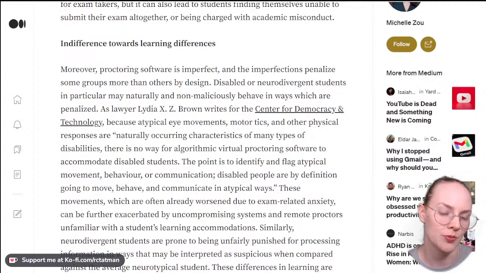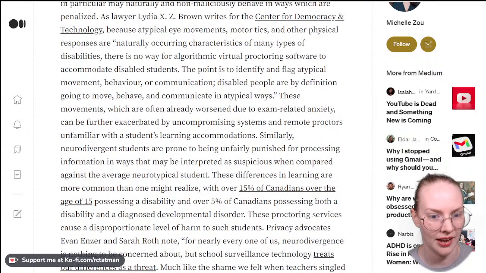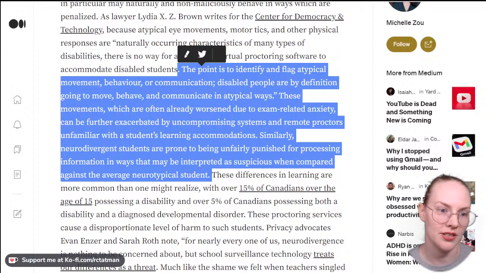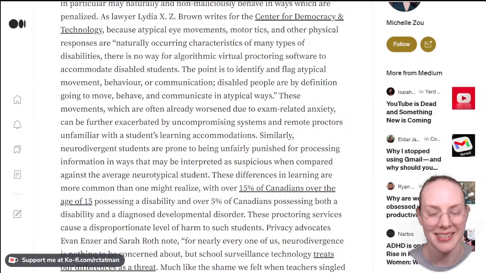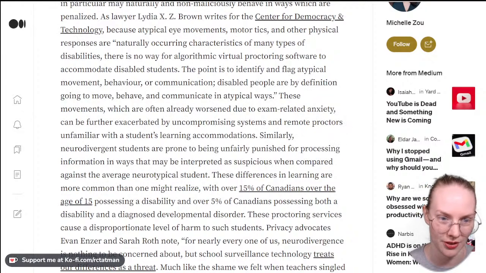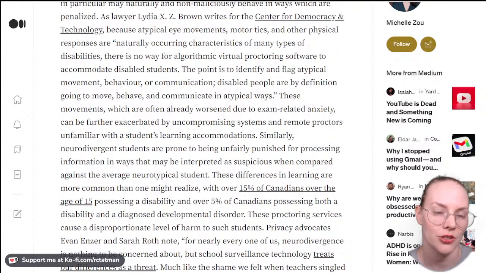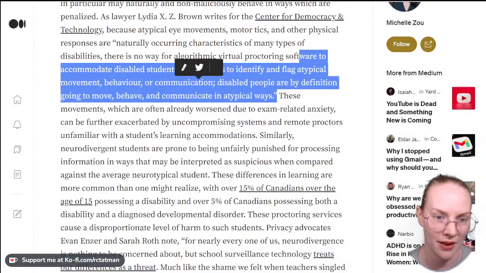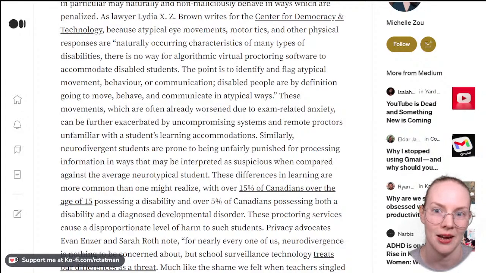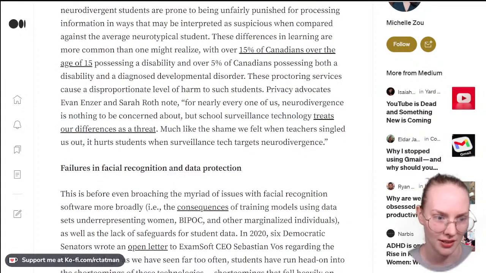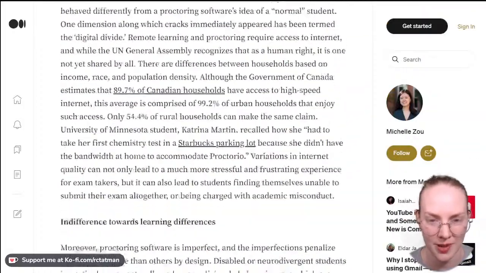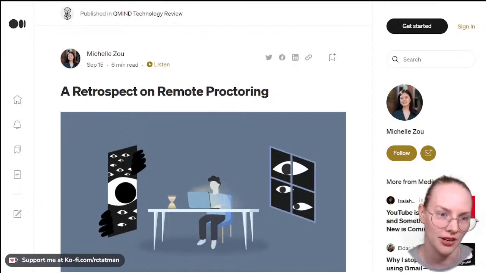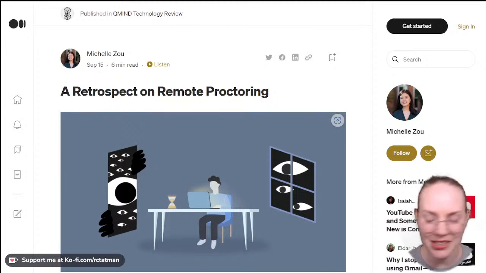Something brought up in here that I thought was particularly important is that a lot of these systems flag atypical behavior, movement, or communication. Disabled people are by definition going to behave and communicate in atypical ways, right? So not only do they not work, not only are they invasions of privacy, they are also ableist and directly hurting disabled kids, which, ugh. Anyway, just an interesting retrospective, including the discussion of ableism. They're just a bad idea. It's just awful all around.